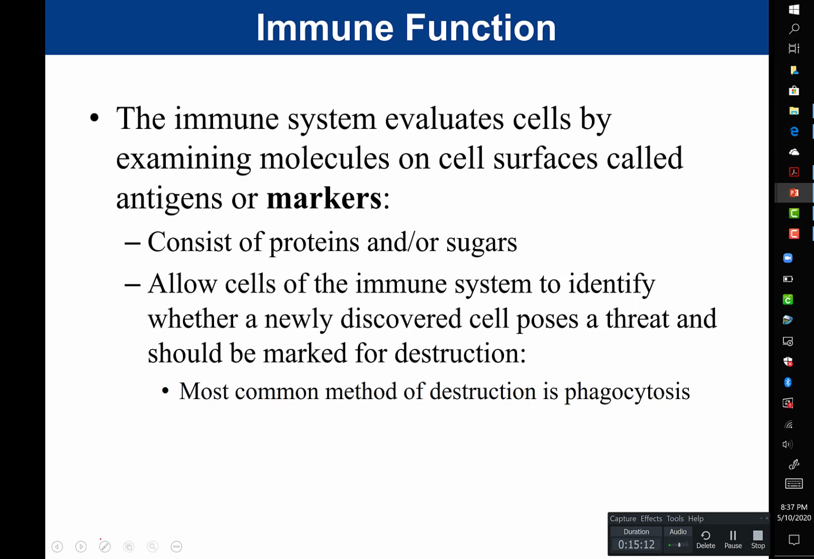So again, it's that healthy interaction between recognizing if the marker is self or if it is foreign, in which case that foreign pathogen needs to be destroyed. The most common method of destruction would be phagocytosis. So simply engulfing that pathogen, breaking it down within the white blood cell. It's not the only way, which you'll see later. We can use antibodies, we can use cytotoxic T cells. There are other ways to target a pathogen, but the most common is going to be phagocytosis.